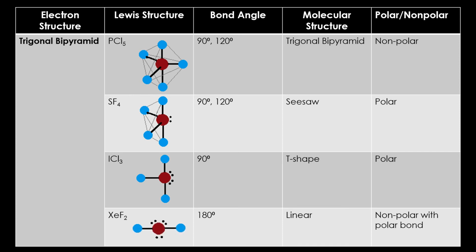The last kind of shape this type of electron structure can have is a linear geometry, which is one of the exceptions where we find a symmetrically distributed charge in the presence of lone pairs on the central atom. Compounds like xenon difluoride exhibit this shape and are nonpolar.